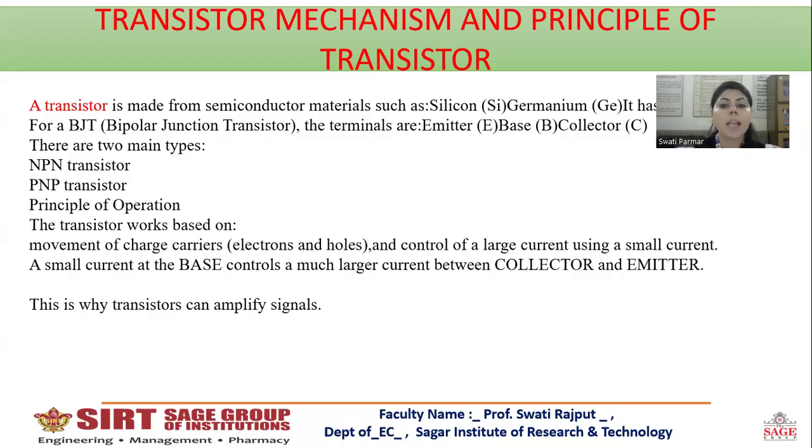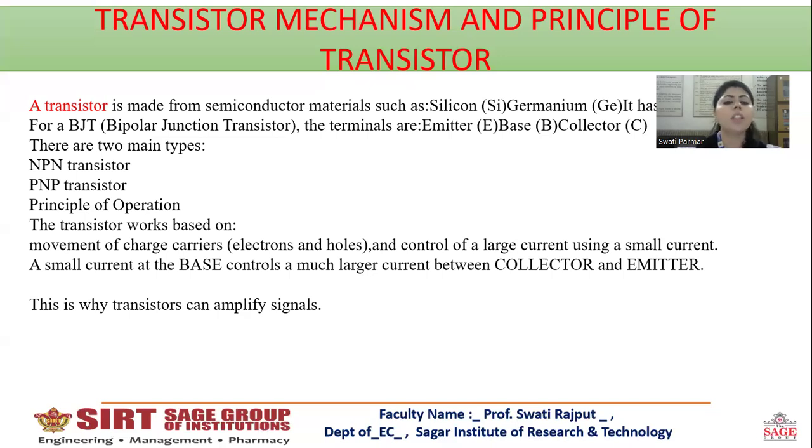It has 3 legs. What are they? Emitter, collector, and base. Okay, 3 legs. These are of 2 types, NPN and PNP. In last lecture 1, I explained the working of both the types, NPN and PNP.